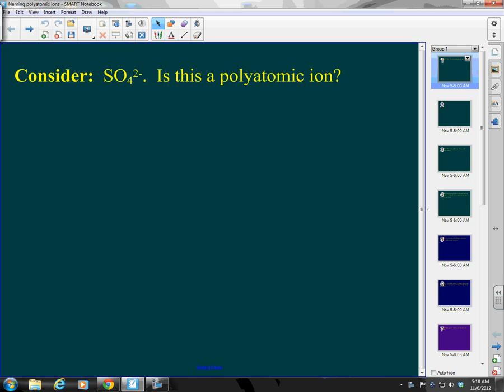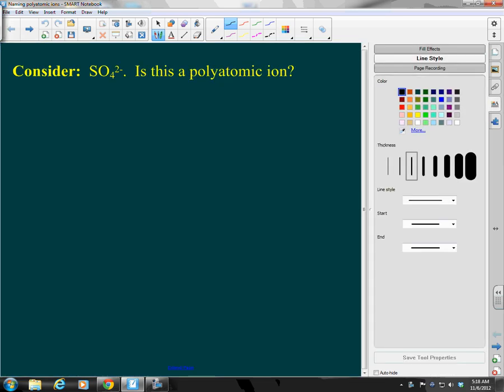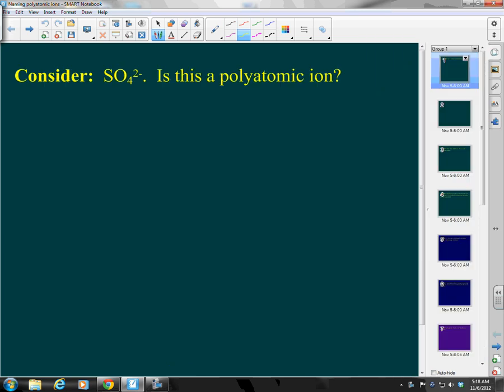Well, here we go again. I'm glad to have you back, and let us jump into Unit 5, which is naming. One of the places that I want to start here is naming polyatomic ions.